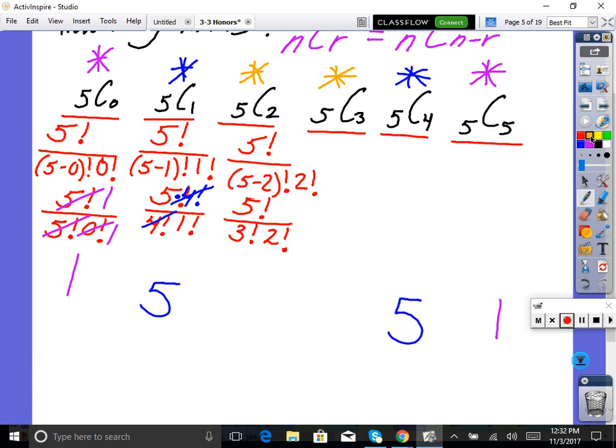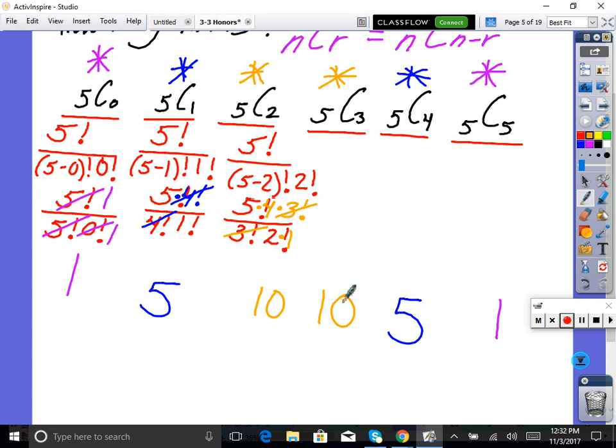And then let's do this one. 5 factorial is 5 times 4 times 3 factorial. So look what happens. My 3 factorials divide out, and then 2 factorial is 2 times 1. So 5 times 4 is 20. 20 divided by 2 is 10. So then this is 10. Now that's just the coefficient. That's the number in front of the variable.